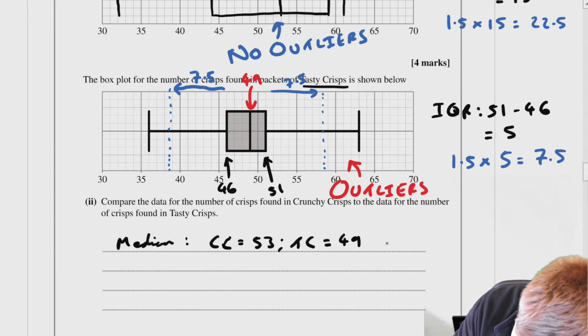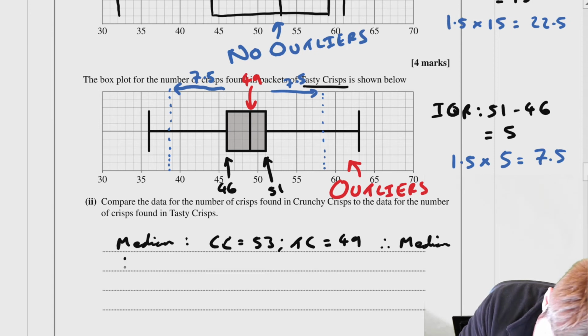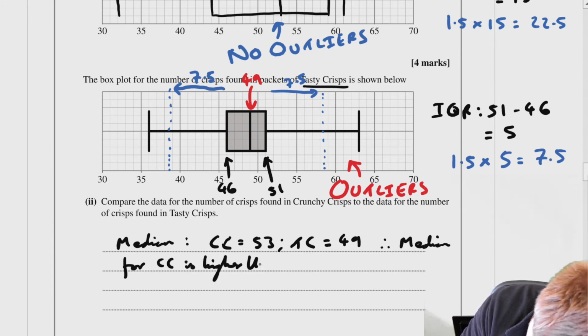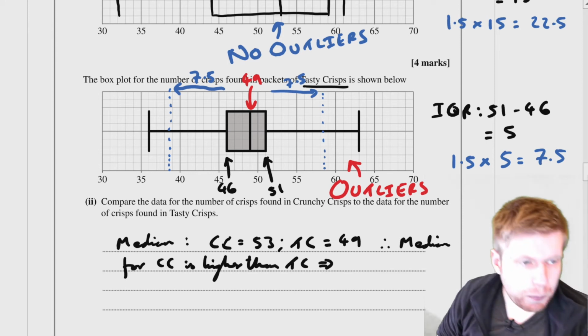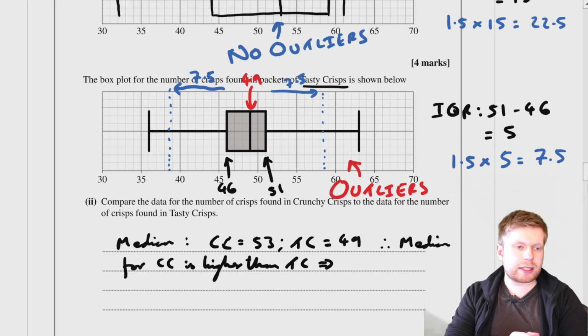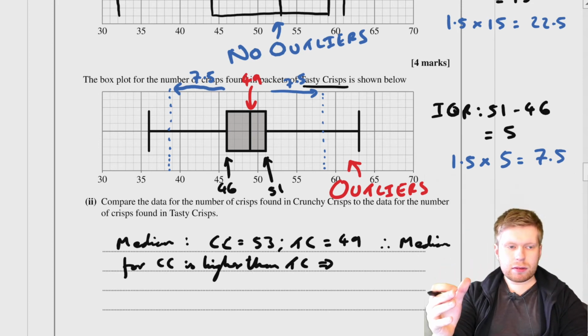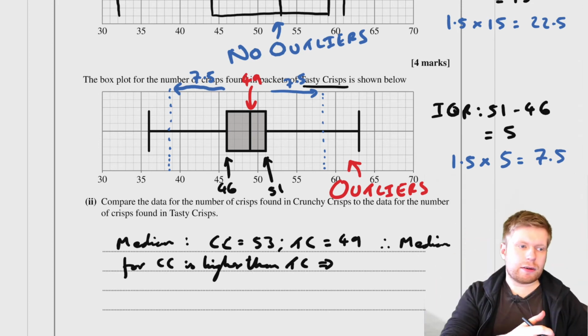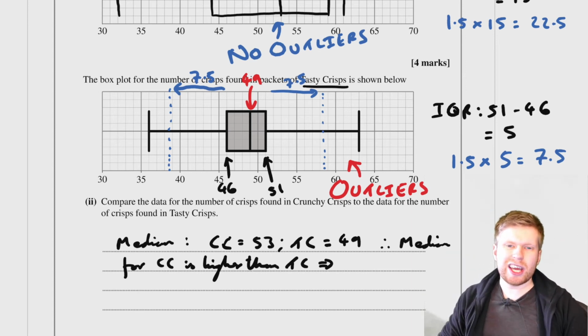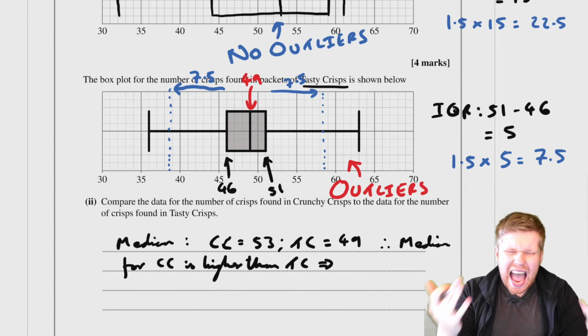Okay, so therefore, the median for Crunchy Crisps is higher than for Tasty Crisps. And then you need to put this in context. So it's not just enough to say, this is the medians, and this means that the median for Crunchy Crisps is higher than Tasty Crisps. You've always got to think, so what? What does that actually mean?